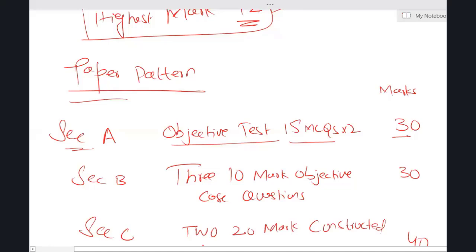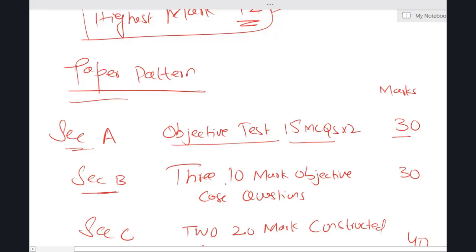In section A, you have to cover the entire FR. You're not going to leave even a single area of FR, because even if you leave a single area, that can be a problematic area for you. That can create a problem for you. So do not leave a single area.